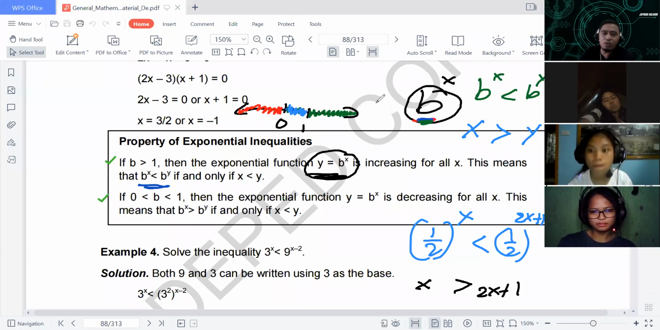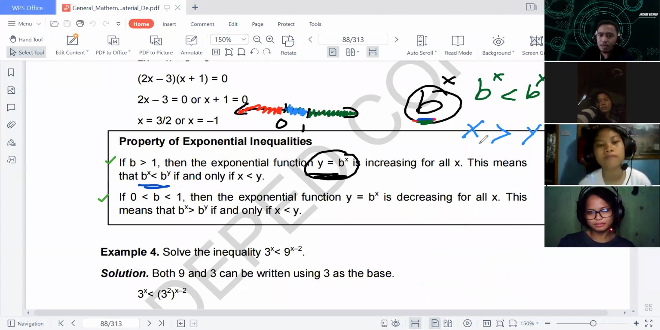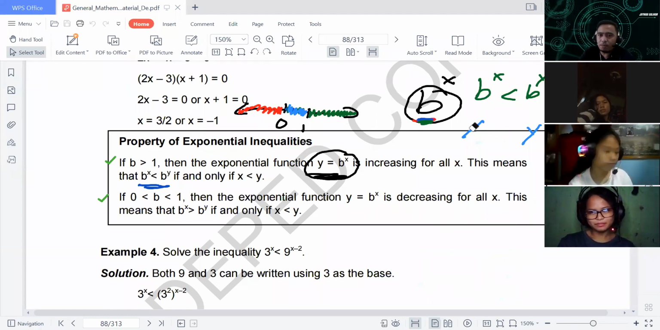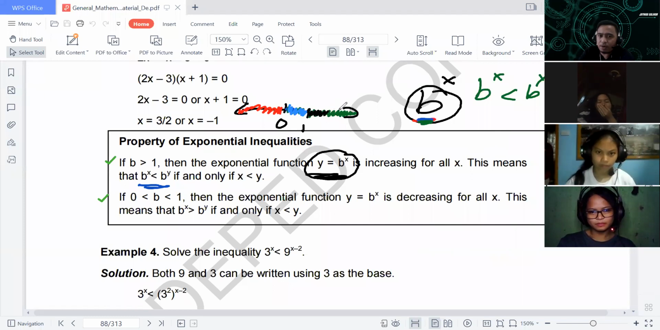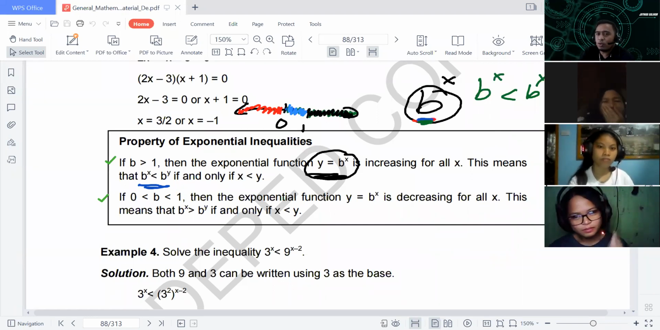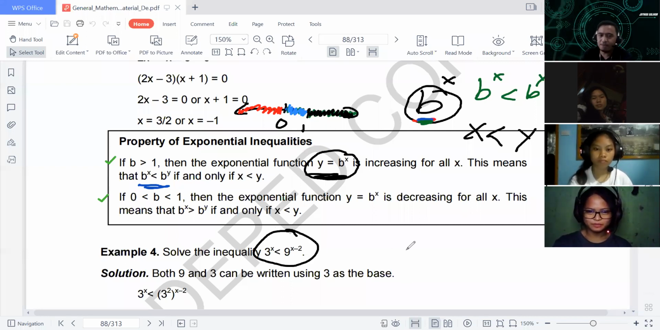Class, I will give another one. The other one is, what if your b is greater than 1? Case number 2. If you have b to the power of x less than b to the power of y, and your b is greater than 1, you still get the x and the y, but you copy the same inequality. Okay? Is that clear?